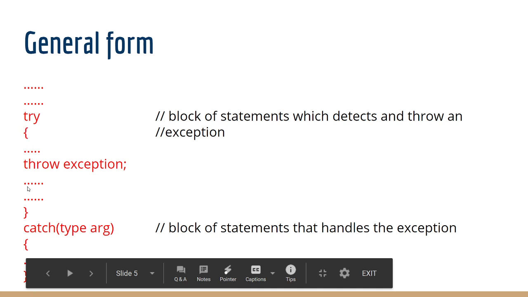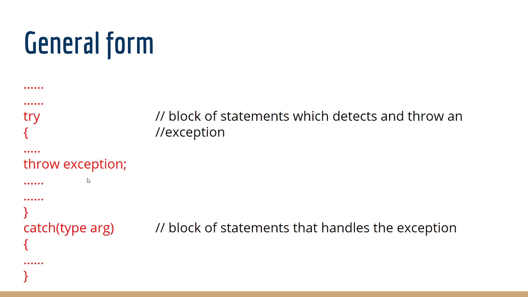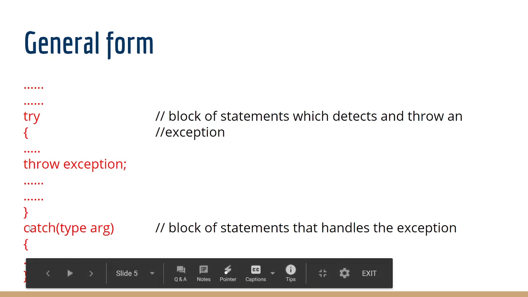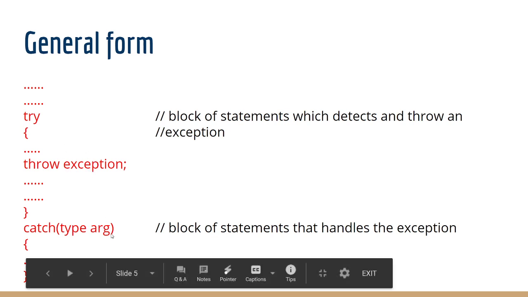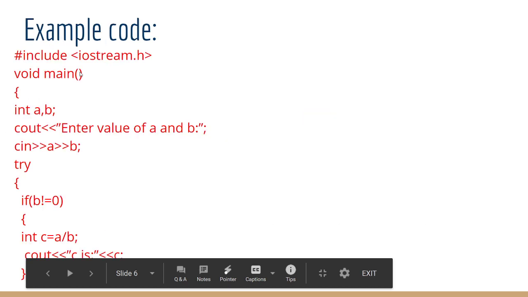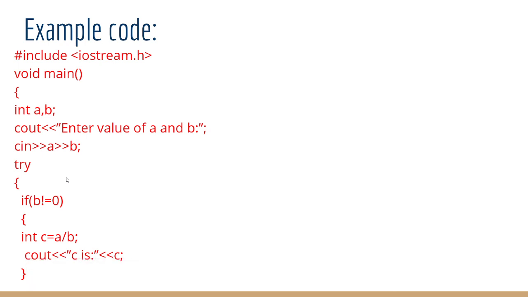So this is the general form of the exception handling mechanism with try and catch blocks. Within the try body, we have to give our code. The exception in our code will be thrown using the throw keyword, and that will be caught by the catch block. The type of the argument in the catch block should match the type of the exception object. The argument variable here is optional. So this is the example program of exception handling.